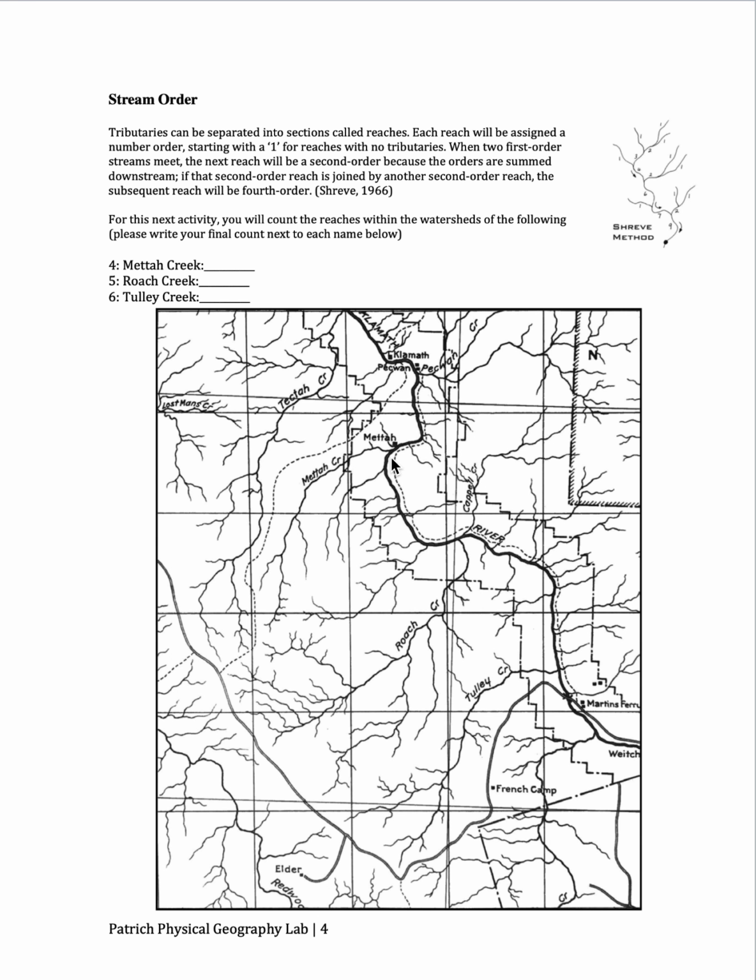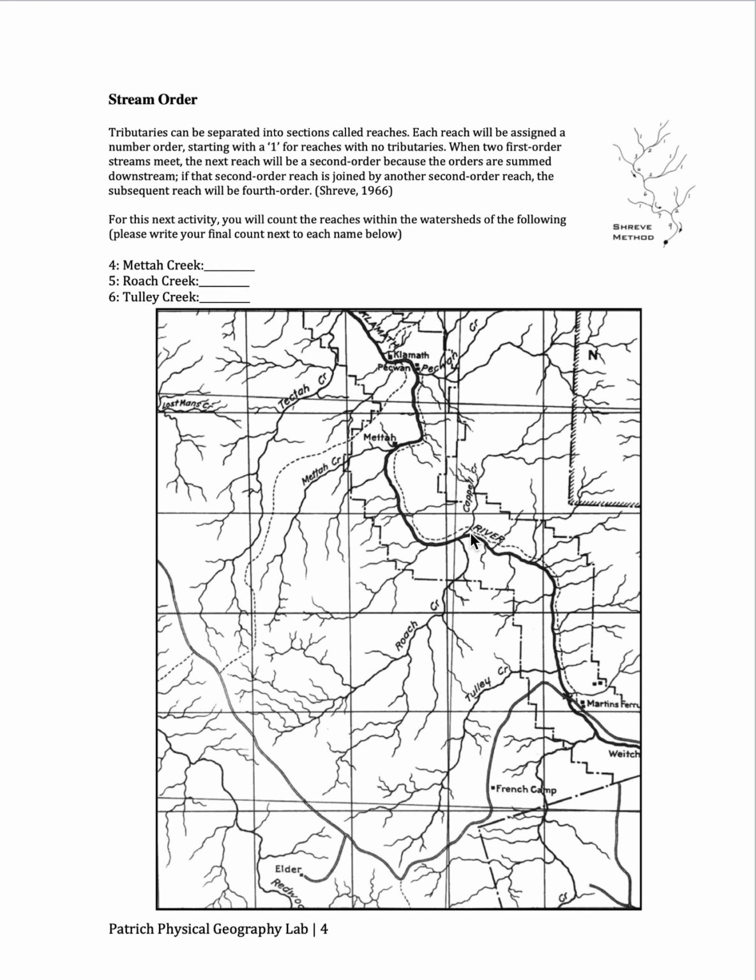Tributaries can be separated into sections called reaches. Each reach will be assigned a number, starting with 1. Anyway, we move here through Roach, which is this larger area here, and then Tule as well. Here's a diagram explaining it. You're essentially just counting all the individual tips, and then you do not count where it connects. So you only count all the little individual tips.